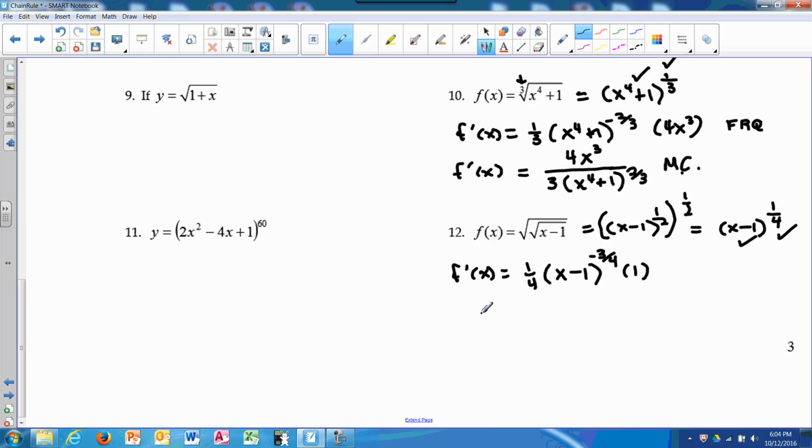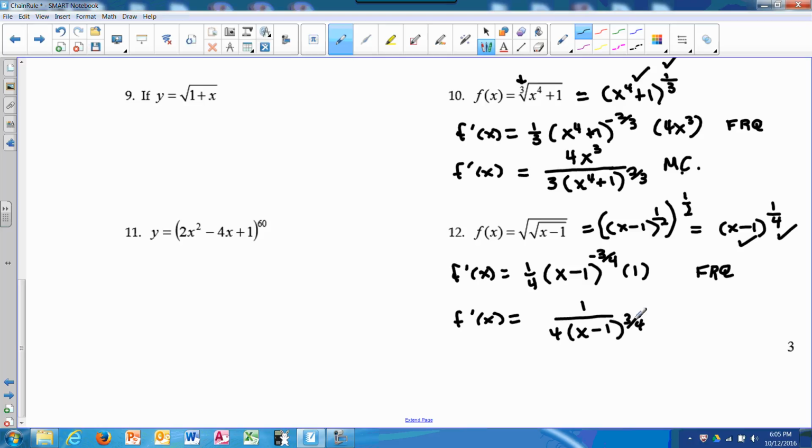The inside, subtracting 1, I get negative 3/4. So I did the 1/4 part, times the derivative of the inside, which happens to be 1. That's kind of nice. Again, it doesn't even matter if I have a little times 1 out there. I'm still not simplifying that for an FRQ. If it's a multiple choice, 1/4 times 1 is 1/4.